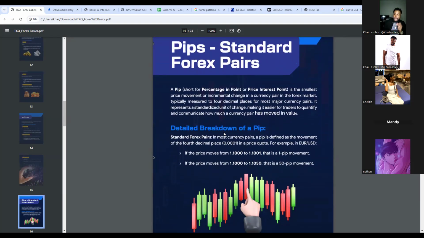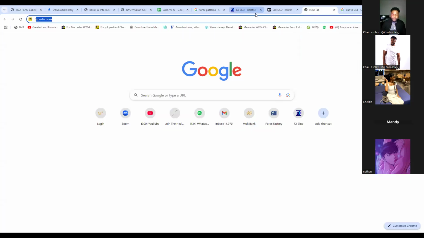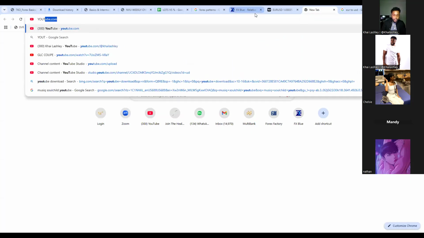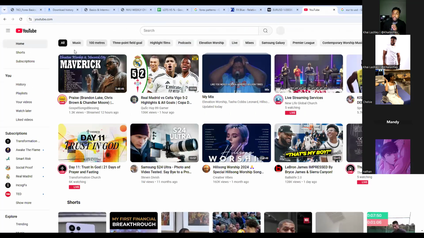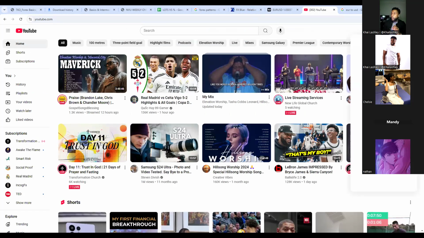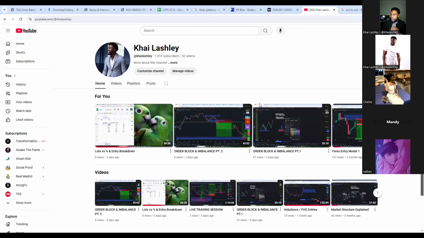Now, the last thing I want to touch on with you guys is these standard forex pairs as they relate to pips. I went through this and have a recording on it, that I'm going to post back in the chat. Let me see if I have it here on my YouTube. We did a phenomenal session on pips. This is your homework. I want you to go and watch the recording on pips.